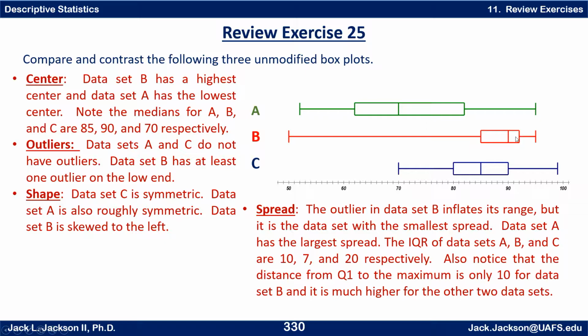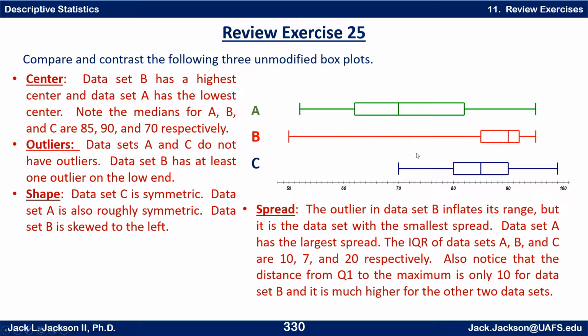If we did 1.5 times this box and went below this, we'd have a fence in here somewhere, and definitely the minimum is below that. So B has an outlier. It wasn't marked as an outlier here because this is an unmodified box plot. So it'd be better to use a modified box plot, with the outlier marked here. But definitely it has an outlier on the low end, at least one.